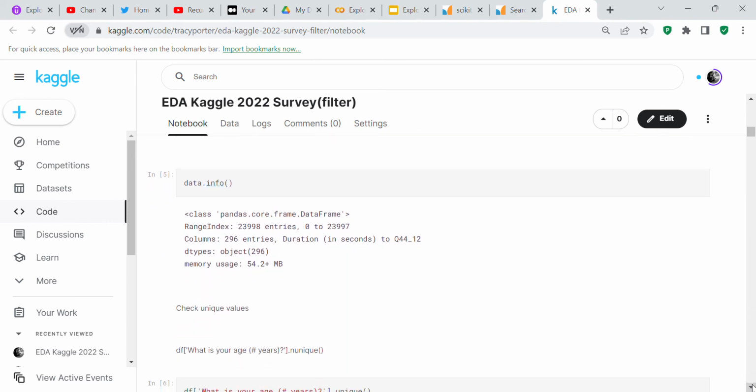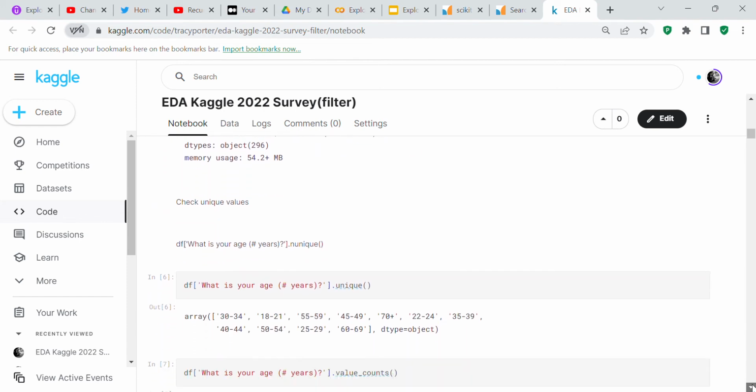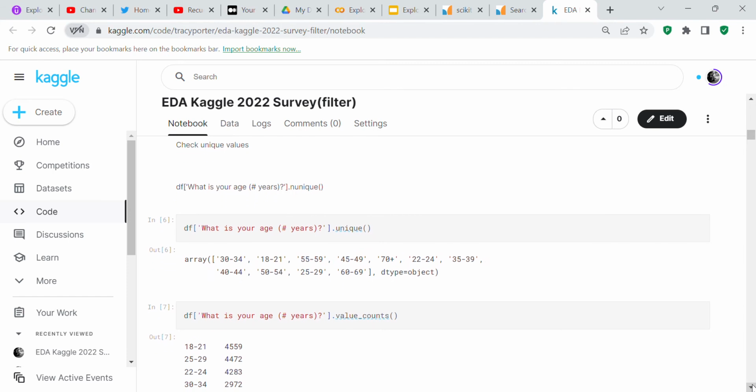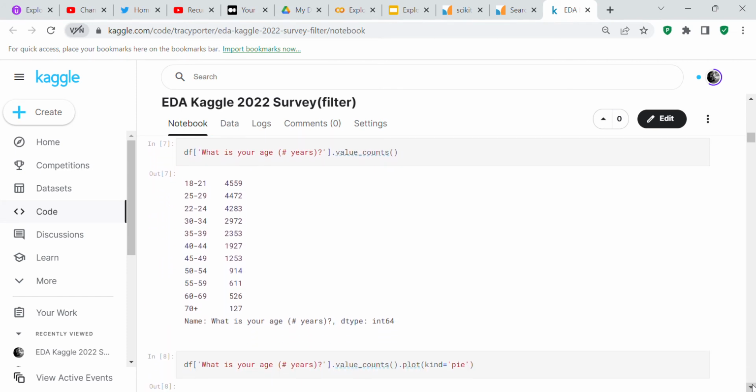Look at the data info: it's a data frame with a range index of 23998 entries, 0 to 23997. It's got 296 columns, and they're object columns. I wanted to check unique values for df, what is your age? These are the unique values, and I think it's 11 unique values. So we wanted to do value counts.